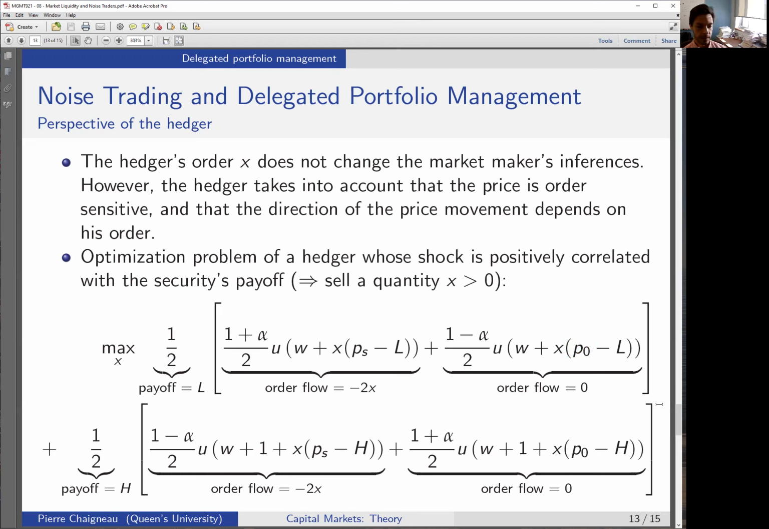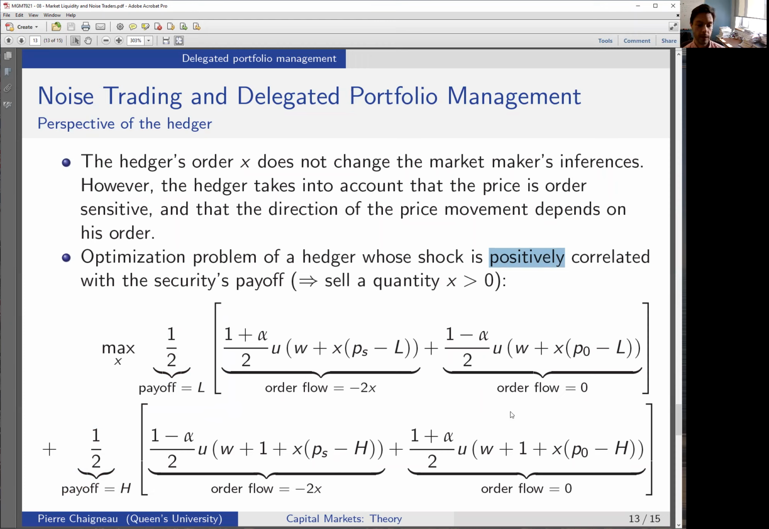Okay, let's do the other case, when the payoff of the asset turns out to be equal to H. Of course, when the hedger optimizes and chooses the quantity to trade, he doesn't know whether the payoff will be equal to L or to H, so we take expectations. So when the payoff is equal to H, again there are two possible cases. The hedger still has a shock which is possibly correlated with the security payoff, so the hedger is still a seller. He's always selling.